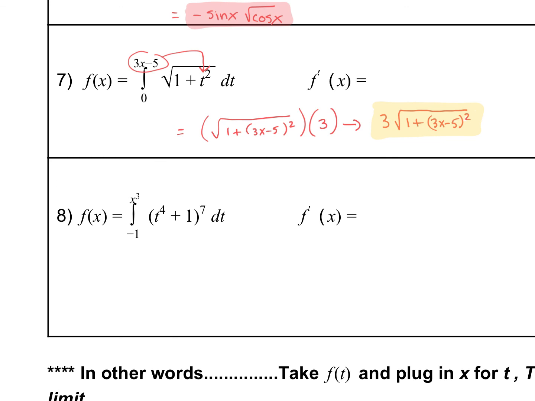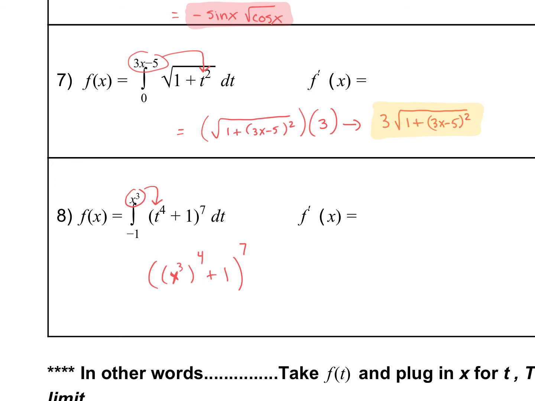Okay, the first step is we take that upper limit and we plug it in where we see t. So I'm going to rewrite this whole function. All right, this gets tricky. All to the 7th, and then I have t to the 4th plus 1. So there's my whole function, but now instead of t right here, what do I plug in? I plug in my upper limit, x to the 3rd. So that's the first step. Everywhere you see t, you plug in that upper limit.